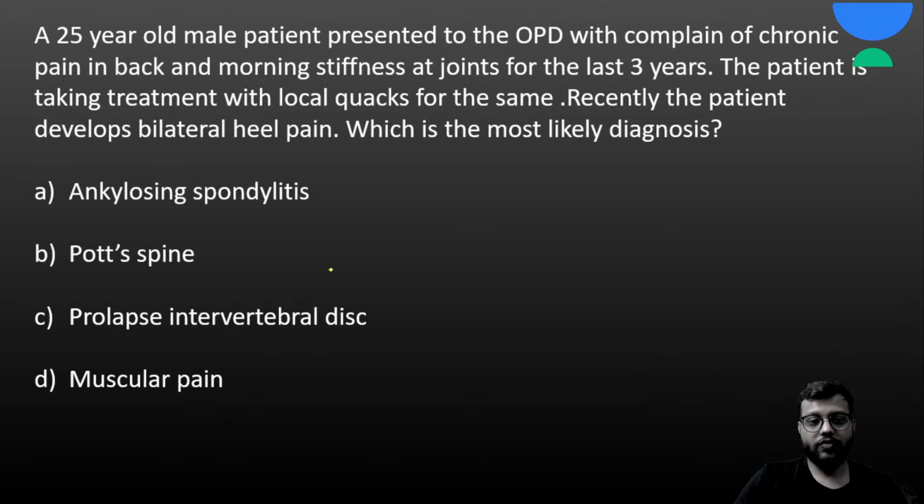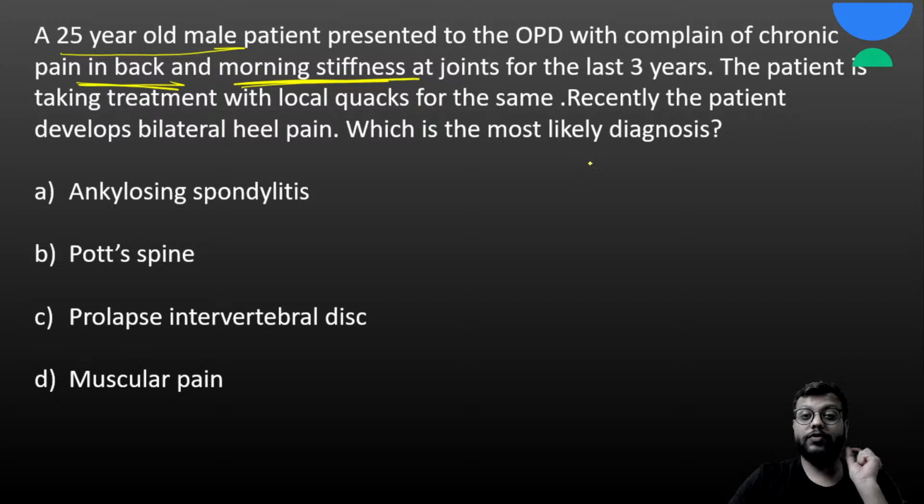Now the next question was a 25-year-old male presented to the OPD with complaint of chronic pain in the back and morning stiffness at joints for the last 3 years. The patient is taking treatment with local quacks for the same. Recently, the patient develops bilateral heel pain. Which is the most likely diagnosis? Here, the logic I told you: you will find one or two very typical things, and from that there will be a very simple disease diagnosis.